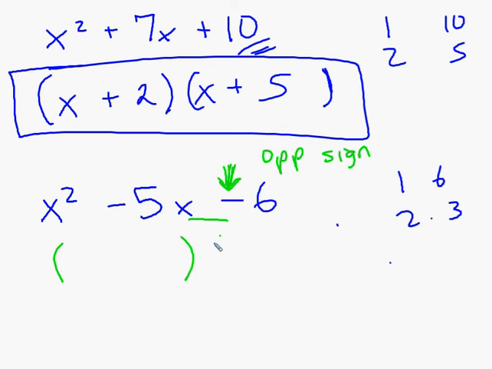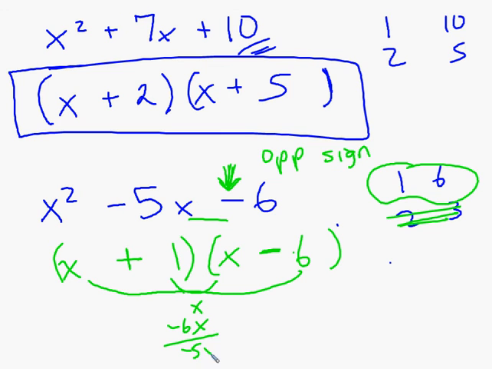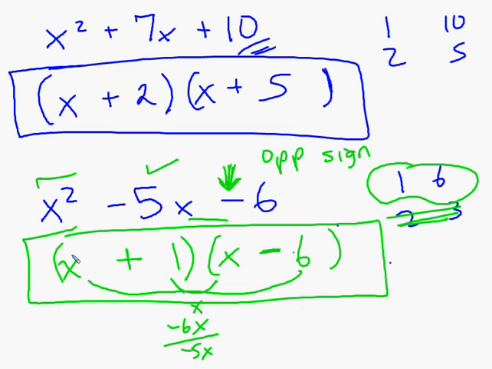All right, so we know it's not 2 and 3. We exhausted those possibilities. So hopefully it's 1 and 6. Now, because this 6 is negative, that tells me one of these is negative. Which one do you think it is? The 6. I think it's the 6. And here's why. When I test, I get x. When I test here, I get negative 6. And when I combine those, I get negative 5. So this is my answer. Okay, go ahead and write that one down.